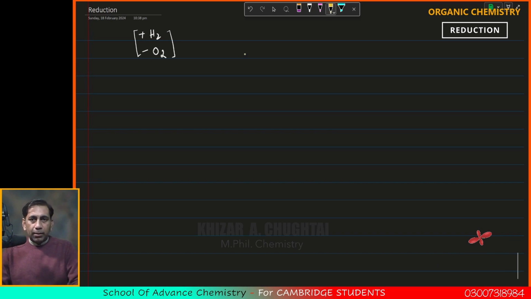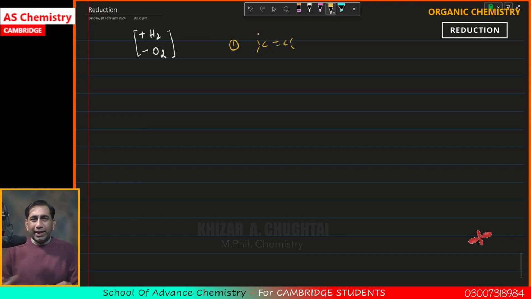Here is the list. Number one, we can reduce alkenes. So alkenes have a common feature. Alkenes can be oxidized and alkenes can be reduced. Both features are there for alkene.